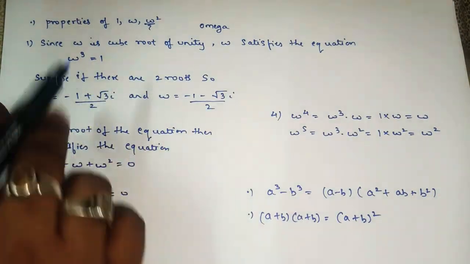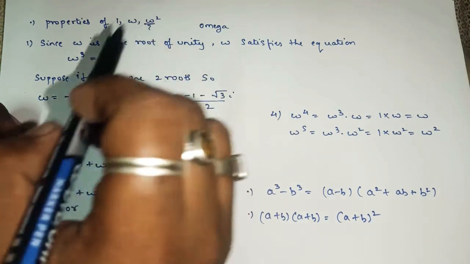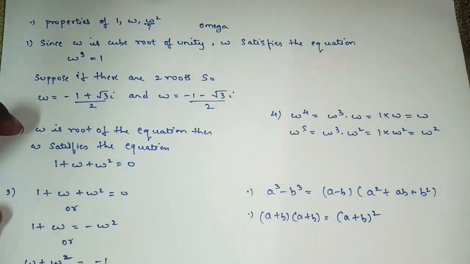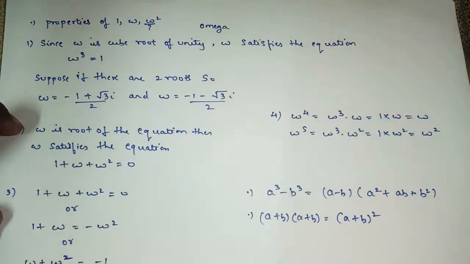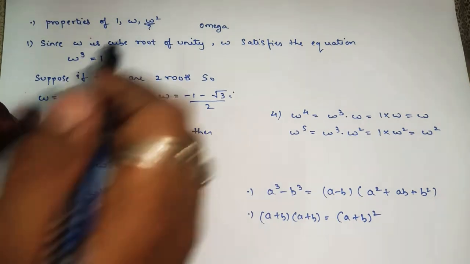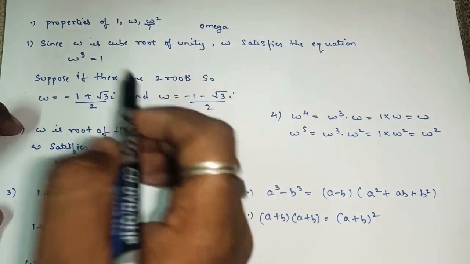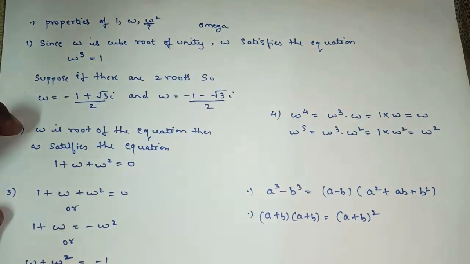This exercise is based on properties of omega, but this is not the symbol W. It is actually known as omega. Omega is a Greek letter, a lowercase Greek letter. In Greek, it is known as omega, but it looks like W.